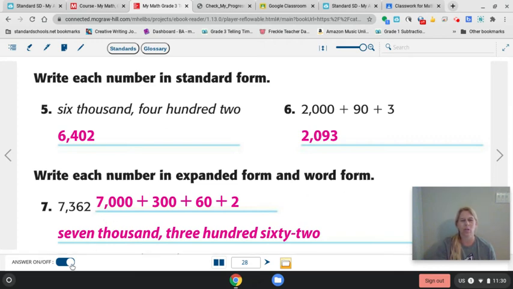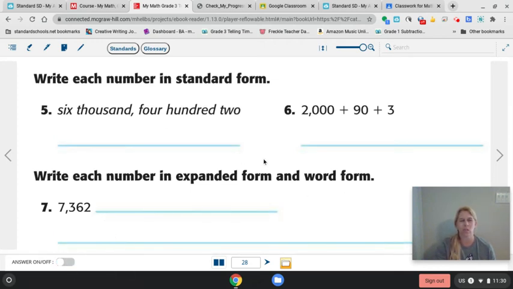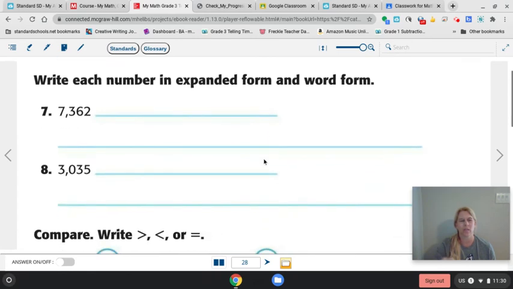Okay, what I want you to do is I want you to pause the video and do the next one, which is 3,035. I want you to write it in expanded form like you just saw, and then go ahead and write it in word form. So pause your video.